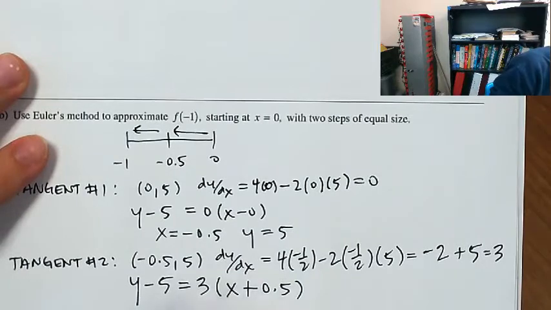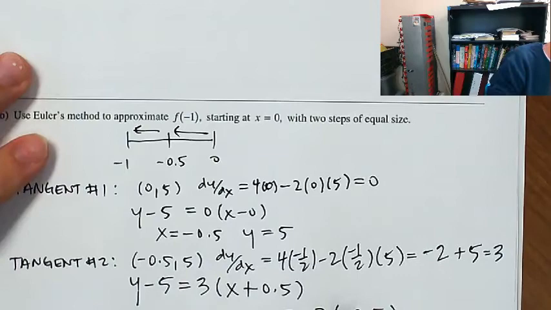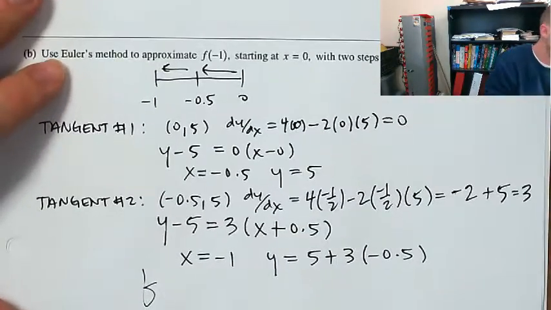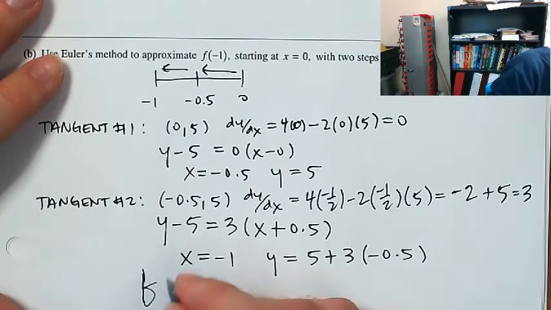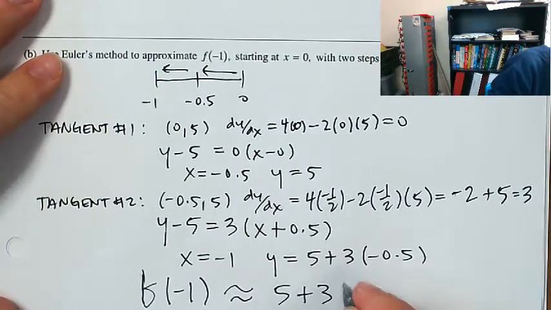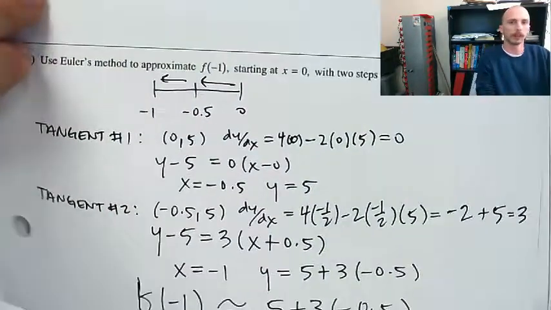And then we're going to plug in x equals negative 1, and y will equal 5 plus 3 times negative 1 plus a half, which is negative 0.5. And that'll be my approximation. So I'm going to conclude that f of negative 1 is about equal to 5 plus 3 times negative 0.5. Not worth the risk on the arithmetic, right?